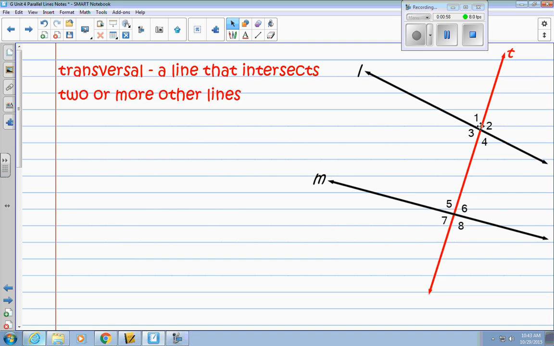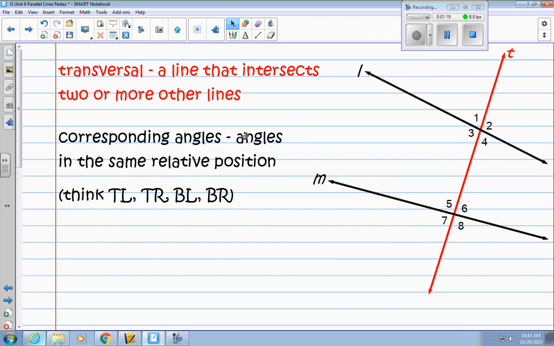But now we're going to look and see how angles up here and down here relate to one another. Okay, so don't forget we have vertical angles and adjacent angles. And now, since we're adding a line, we're adding a whole new set of angles. So we have corresponding angles, and these are angles that are in the same relative position. Think top left, top right, bottom right.